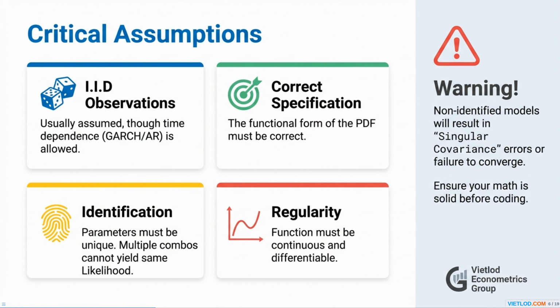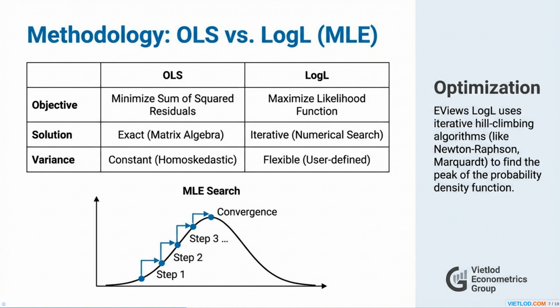Third, the model must have identification. This means each distinct set of parameter values must produce a different likelihood value. You can't have multiple parameter combinations leading to the same result. Fourth, the likelihood function must meet regularity conditions, meaning it must be continuous and differentiable so that optimization algorithms can find the maximum. A critical warning: non-identified models will result in singular covariance errors or failure to converge. Always ensure your math is solid before you start coding to prevent these issues.